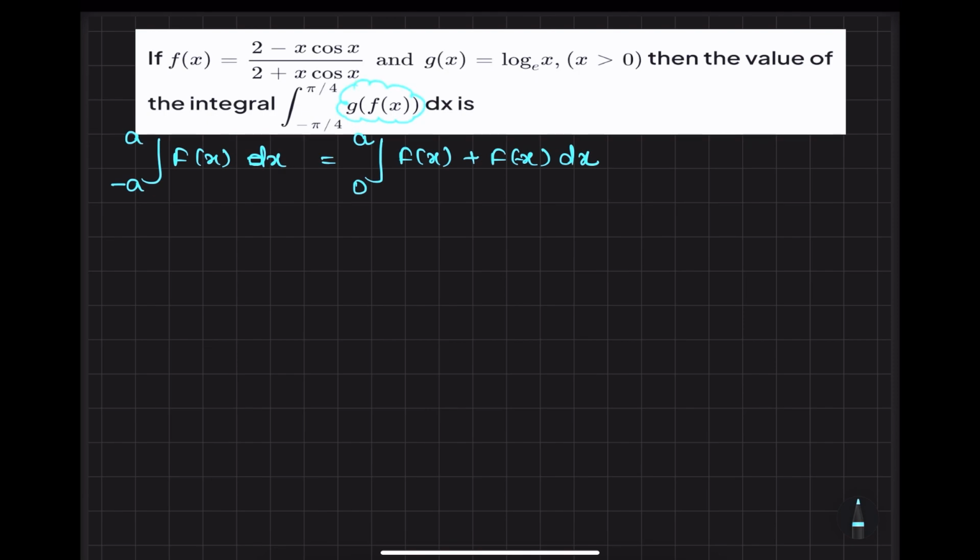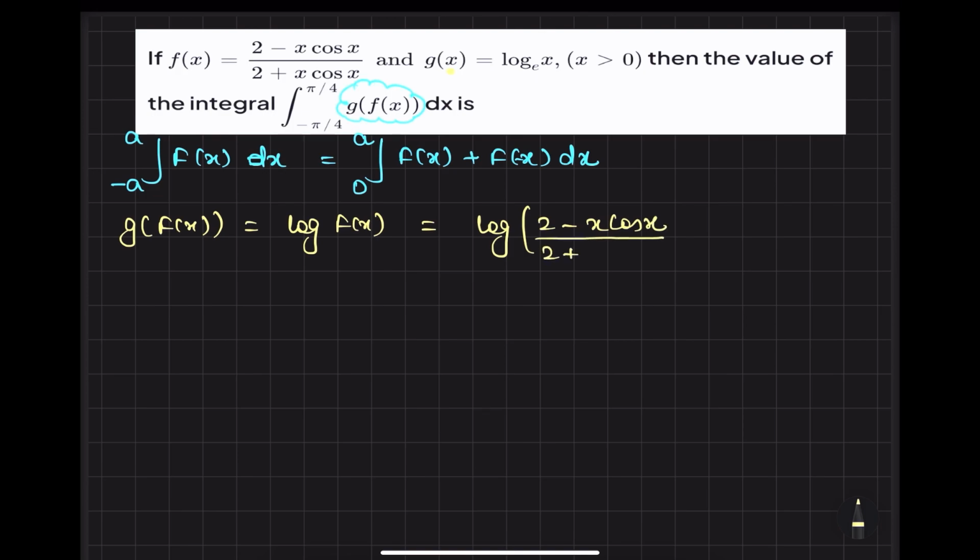Okay, so first handle this function. First find out g of f of x. Let's calculate. For g of f of x, in the function g, you have to replace x with f of x. So you will have log f of x. Correct? Now replace f of x with the given function. So it is log of (2 minus x cos x) upon (2 plus x cos x). So we got our g of f of x.